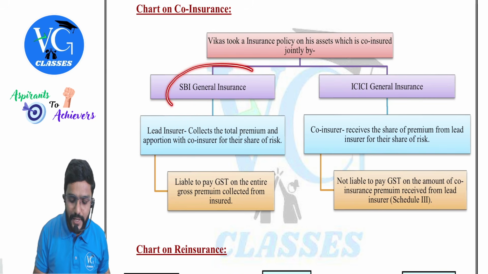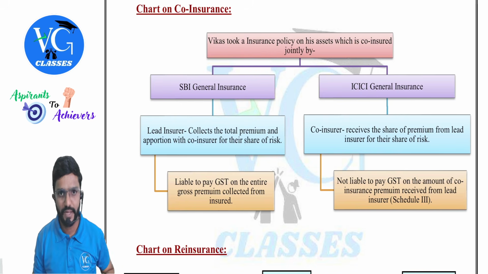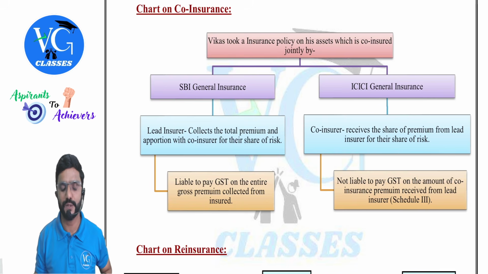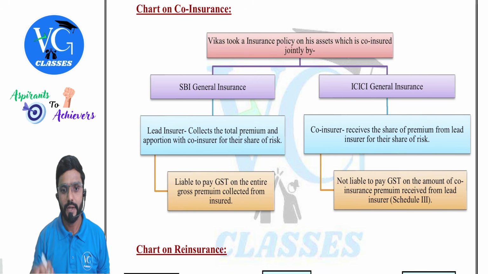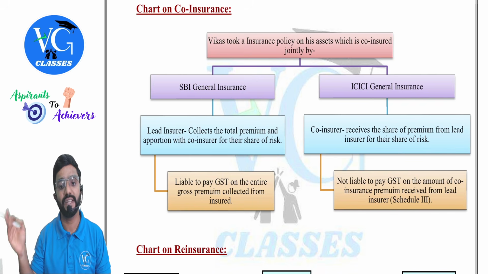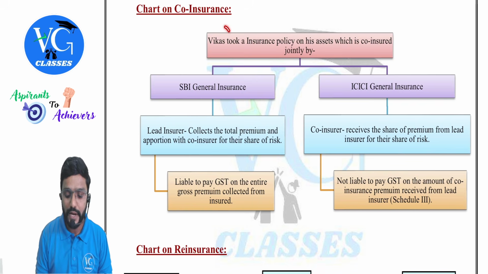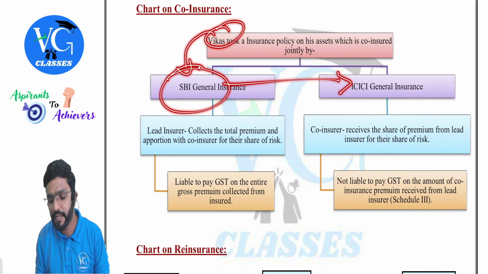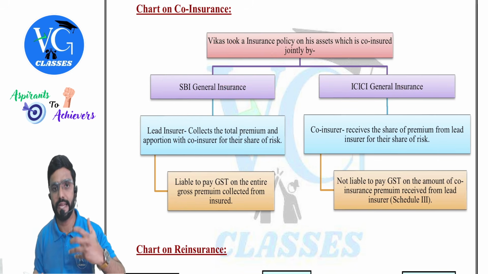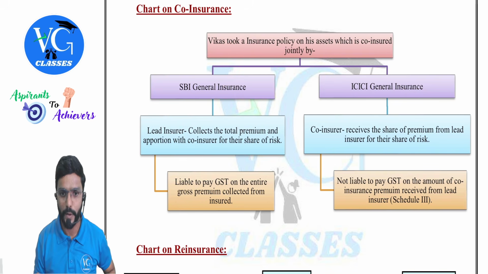But let us consider SBI as the lead insurer. He is the one who is managing all the things, the administration, everything, claim processing. So lead insurer is SBI in my example. It collects the total premium and apportions with whom? Co-insurer for their share of risk. Means Vikas will pay the entire premium to whom? SBI. And SBI will keep their share and give the remaining share to whom? ICICI for their risk.